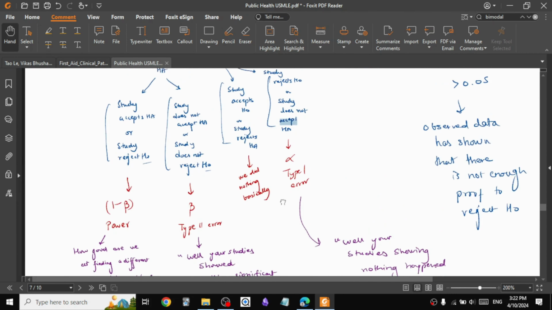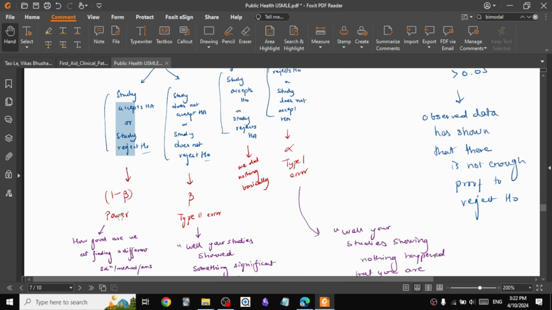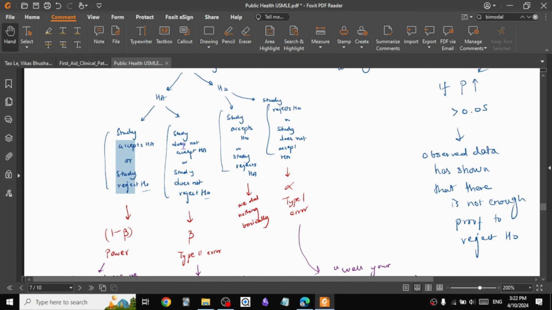So what does this all mean? You come back to this table again. I have my reality HA, and my study accepts HA. This is good. And what do we call this? We call this the power of the study. How do we get the power of the study? We go through this exercise. Reality is HA, but the study does not accept HA, or does not reject H naught. That is my error. This is the beta error.